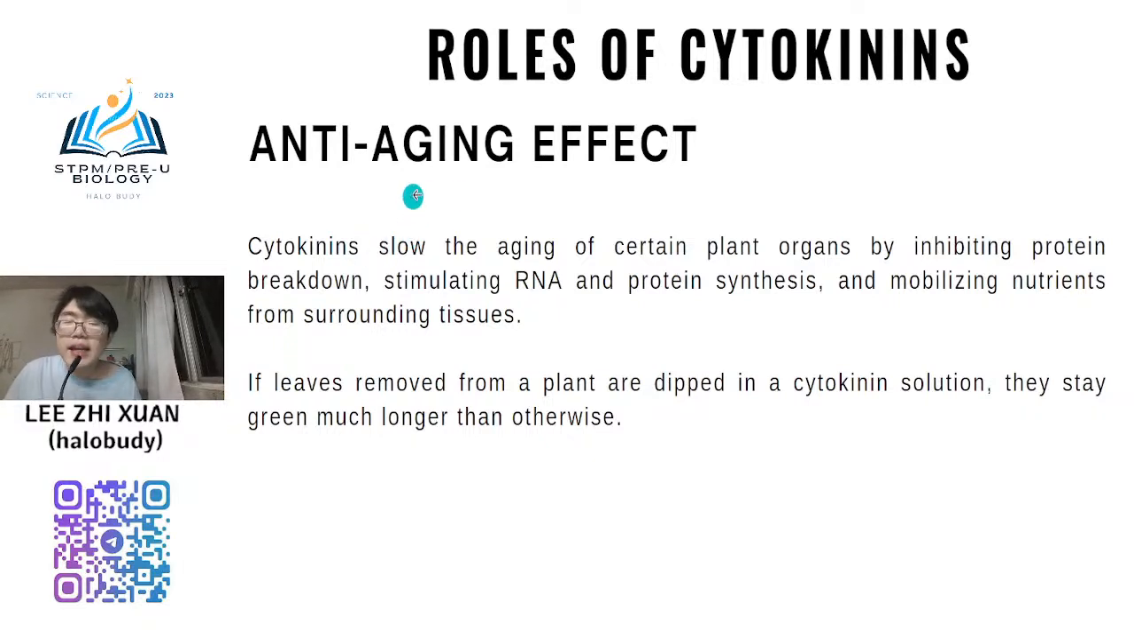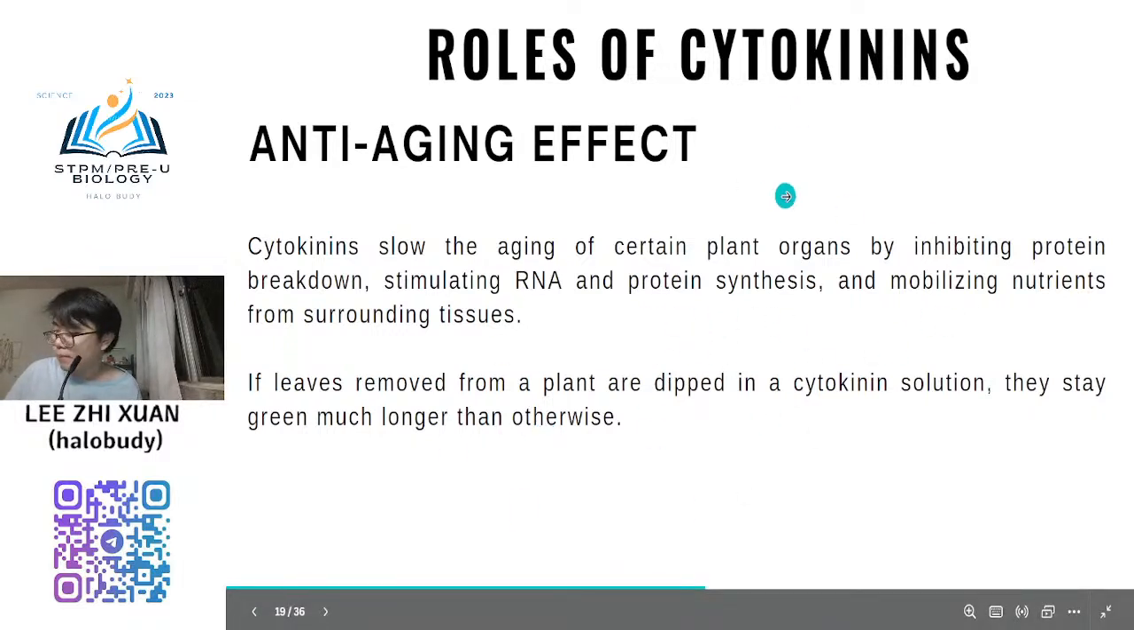So that is why some plants can grow unlimited, because they have cytokinin. Cytokinin plays the role in cell division, and it also provides an anti-aging effect. So that is why some plants cannot die, and secondary plants have unlimited growth. Okay, so cytokinin slows the aging of certain plant organs by inhibiting protein breakdown. And if leaves removed from a plant are dipped in cytokinin solution, they stay green much longer than otherwise. So this is the role of cytokinin.